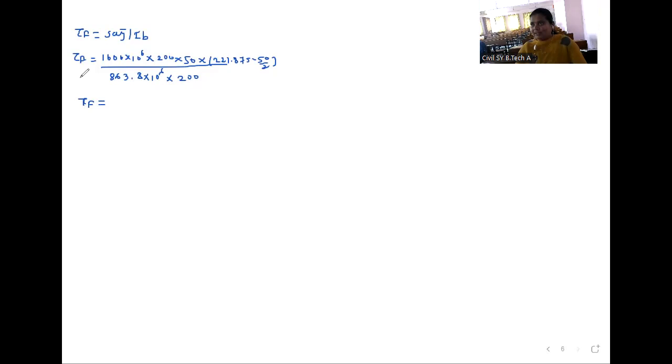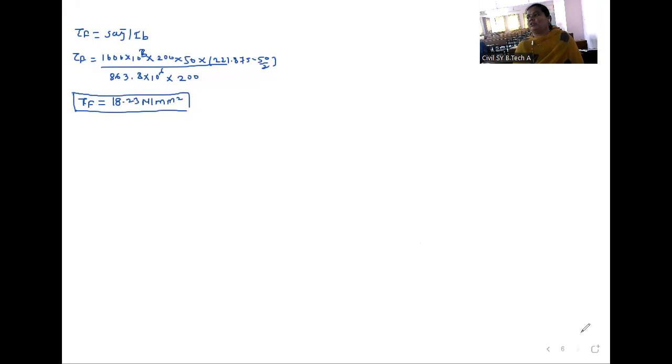Yes, 1600 into 10 raised to 6 is not correct, here it is 10 raised to 3. How much does the answer come? Yes, stress at F is 18.23 Newton per mm square. Then the last remaining point is shear stress at E point.